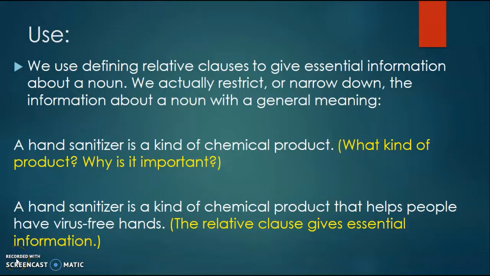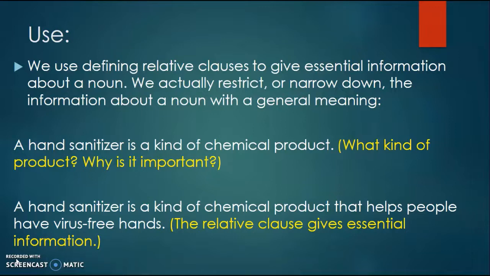We have now reached the end of this lesson where I am going to talk about where and when to use defining subject-relative clauses. As I have said before, we use them to give essential or important information about the subject, which is a noun. In fact, we restrict the information about the noun. What do I mean by this? We narrow down the information about a noun with a general meaning.